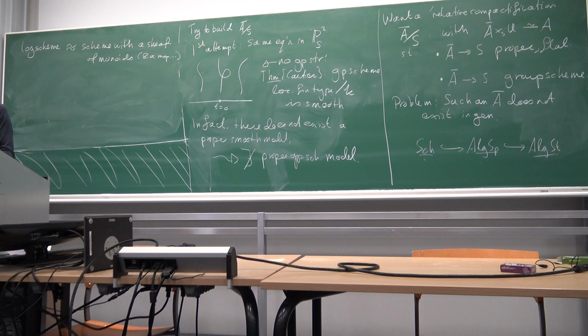And so it has to play nicely with the monoids. It's sort of like, as you would expect, and as you will see in the next hour. So in particular, if you have a log scheme, you can forget the sheaf of monoids and get a scheme. So we have a functor. There is some category of log schemes, and there's a forgetful functor which goes to the category of schemes.